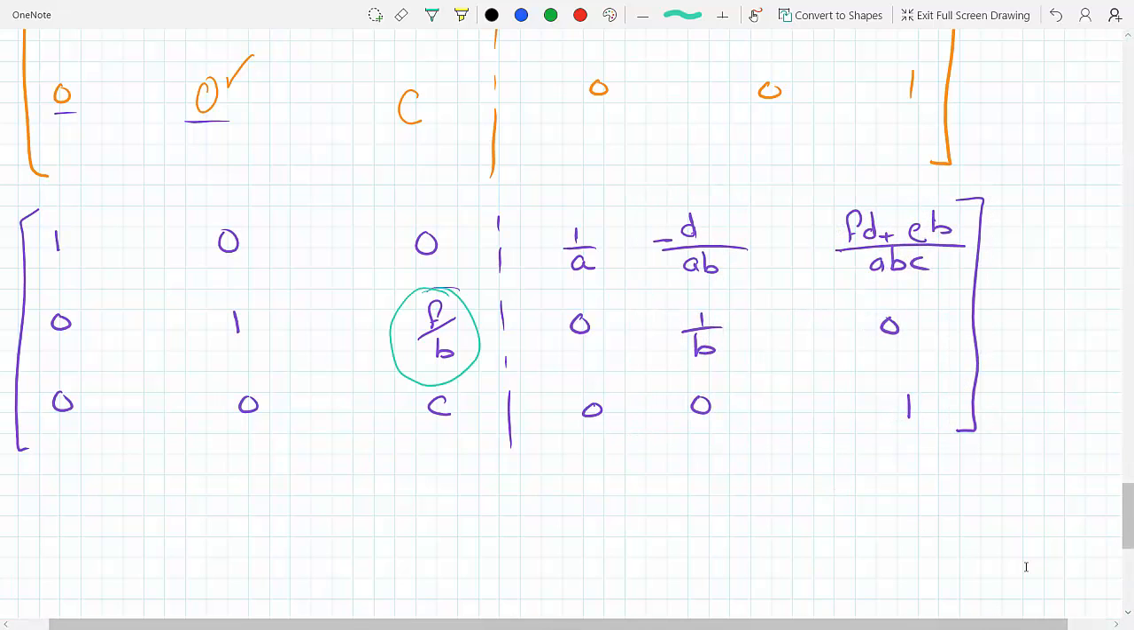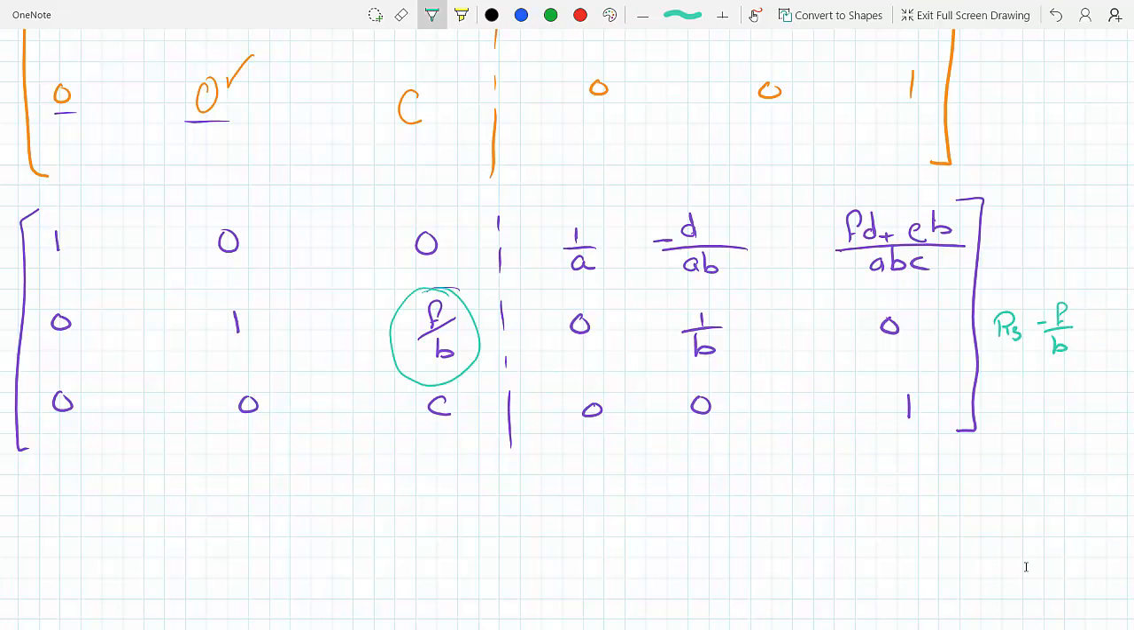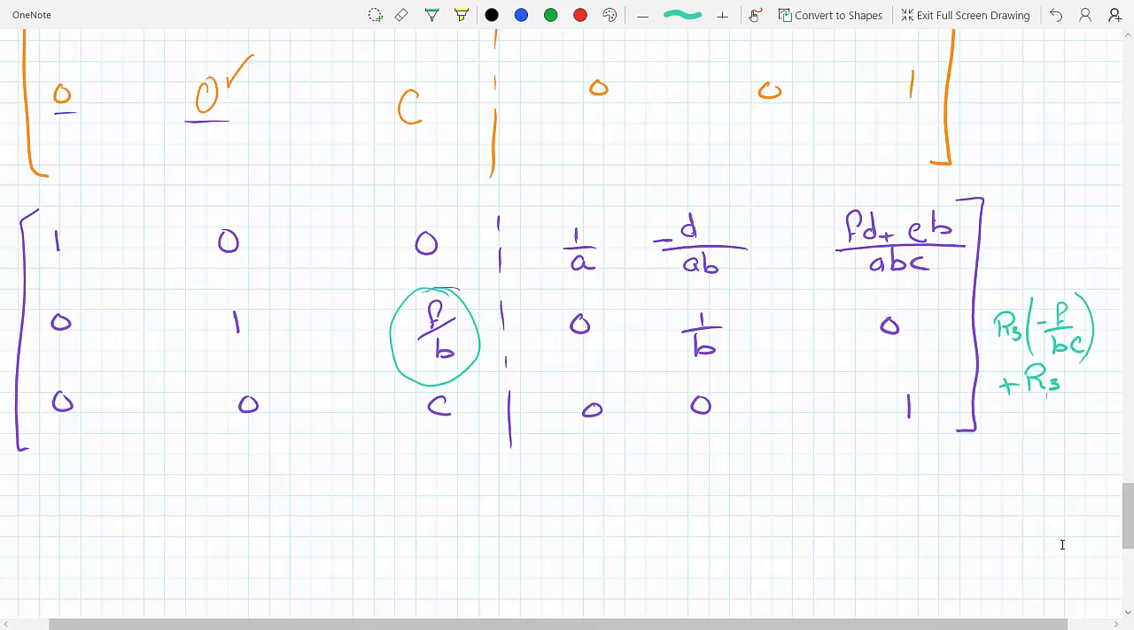Okay, good. So now if I multiply row number 3 by negative f over b, but there's a c there that needs to go away, so I would put a c here, and I would add it to row number 2, so that that would make it a 0, yes, because we would get minus f over b, because the c cancels out, plus f over b, I would get a 0.